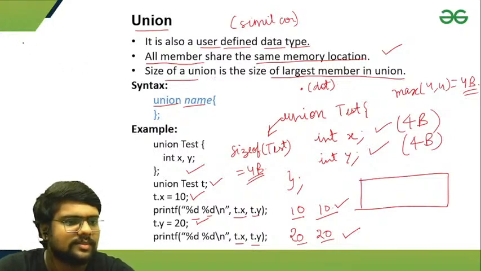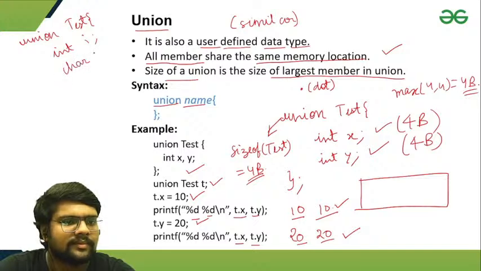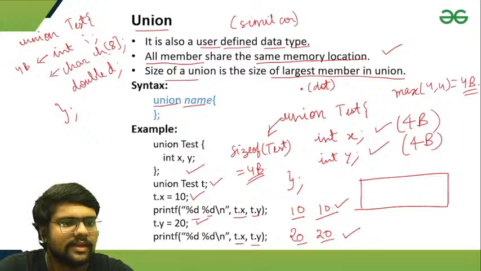Let's suppose we have a union test in which we have a variable int i, char ch[8], and then we have double d. In this, the size of integer is 4 bytes, and ch is an array of char with 8 elements, so it will be 8 bytes because each character element takes 1 byte of memory.